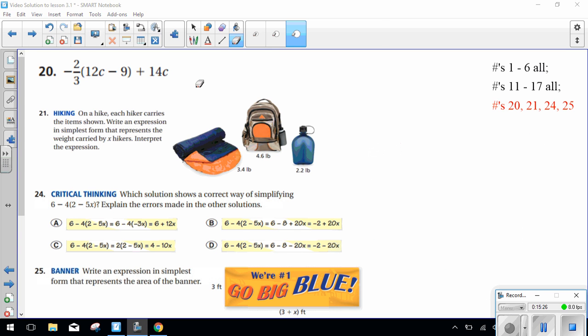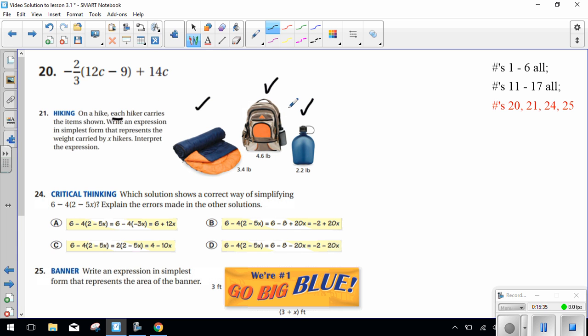So for 21, it says on a hike, each hiker carries the items shown. So item 1, item 2, and item 3. Write an expression in simplest form that represents the weight carried by X hikers. So think of it this way. 3 4/10 pounds represents the weight of the sleeping bag. Each person's going to bring that, but we don't know how many people are coming along.